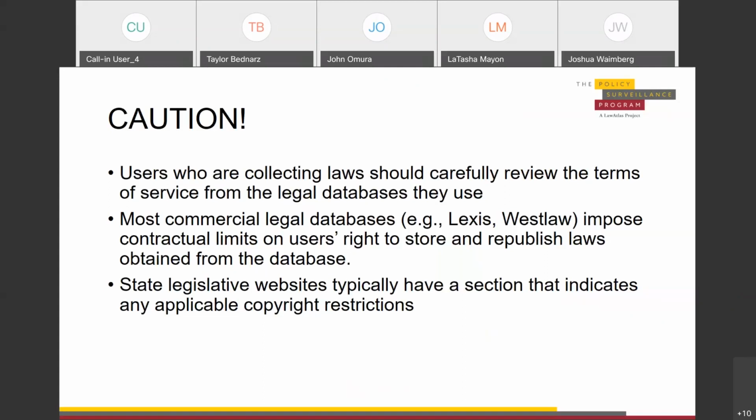So in that case, we want to find what we refer to as an unencumbered source, or a source that is not encumbered with any copyright or contractual limitations. Mostly, we find these sources on state legislative websites, but we would also advise that when you use state legislative websites, they typically have a section that indicates any applicable copyright restrictions. Sometimes they outsource their laws on there to Lexis and Westlaw, so be careful and keep an eye out for any copyright restrictions that you might find in the course of your search. But now we can move on to collecting the law.